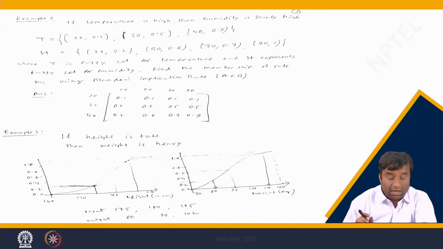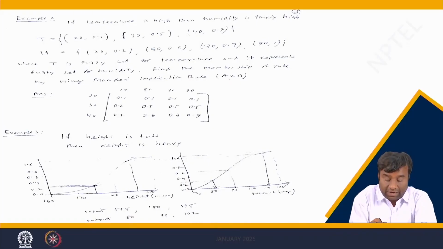Now example 2: if temperature is high, then humidity is fairly high. Temperature is represented by the fuzzy set T: 20, 0.1; 30, 0.5; 40, 0.9. Humidity H is represented by the fuzzy set: 20, 0.2; 50, 0.6; 70, 0.7; 90, 1. Here T is the fuzzy set for temperature and H is the fuzzy set for humidity. Find the membership relation using the Mamdani implication rule that we studied in module 2.